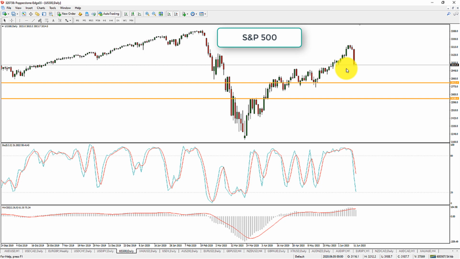Just know that if you want to join the short, 3,000 is going to be a bit of a stumbling block for it. So maybe look for a bit of a pullback up, or just wait for it to break 3,000 properly and jump in on that one then.